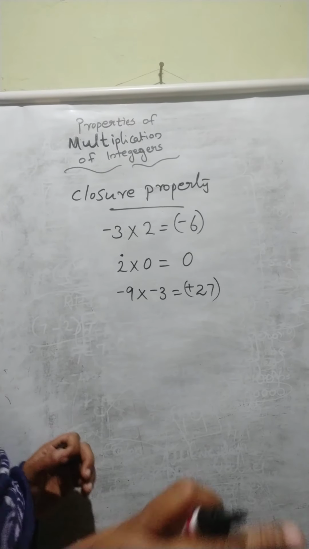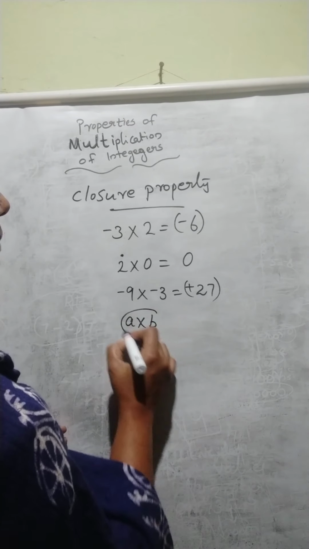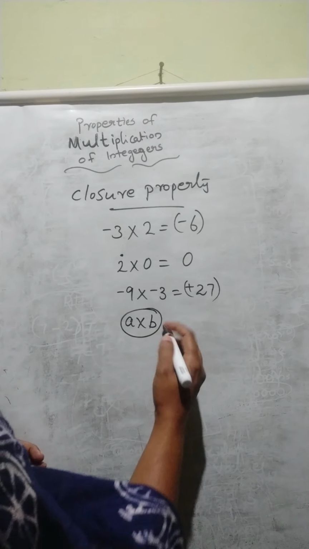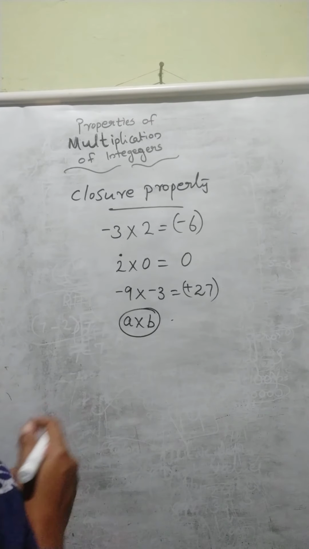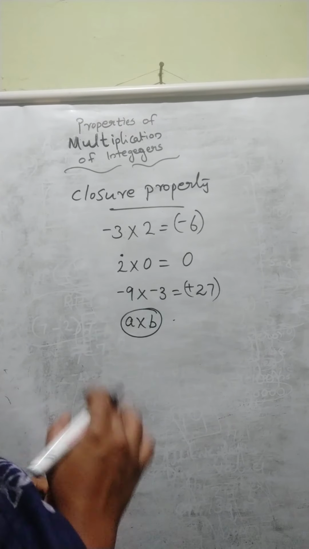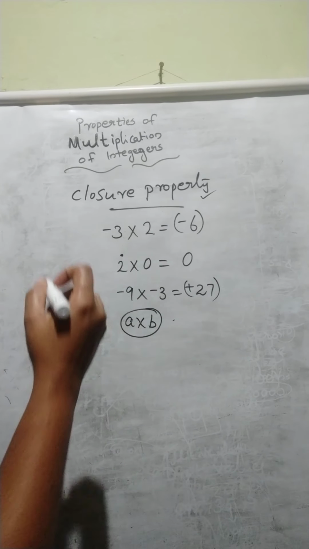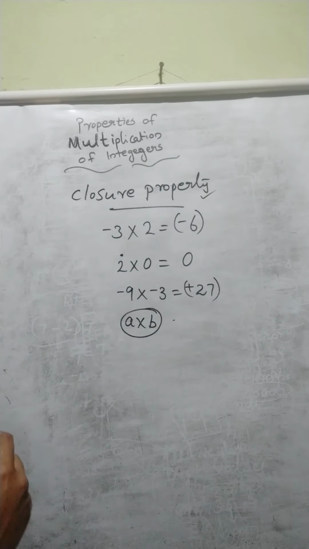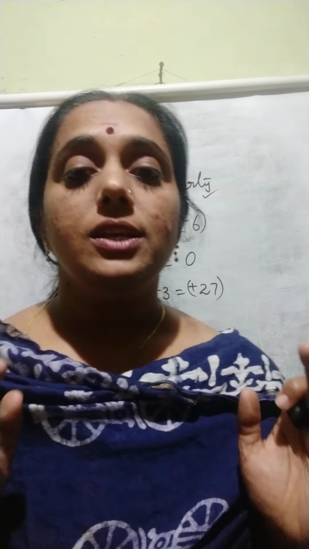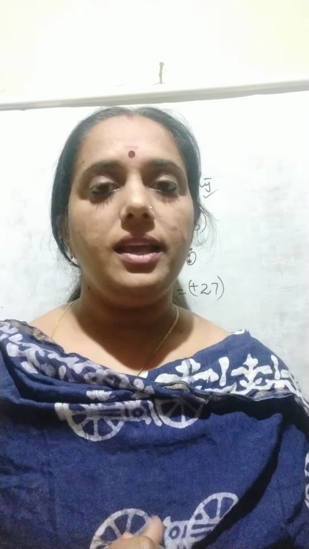So if a and b are any integers, and we are multiplying a by b, then we will get an integer as the answer. Always an integer will be the answer. So we can say closure property is satisfied in case of multiplication of integers. Clear? Closure property is true in case of the multiplication of integers.